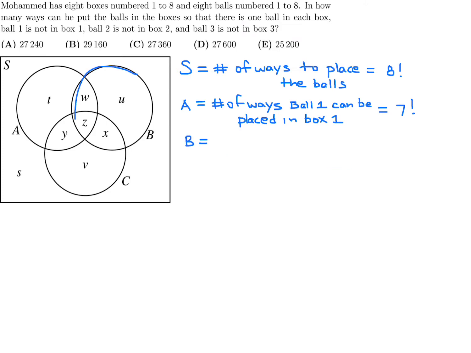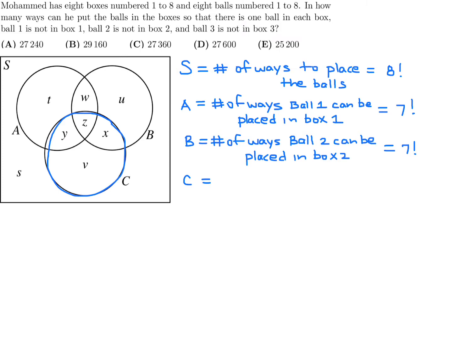B, that circle right here. That circle represents the number of ways that ball 2 can be placed in box 2. And in an identical way, it is also 7 factorial. Same explanation as to why. C represents that circle, and C is talking about the number of ways that ball 3 can be placed in box 3. And that is also 7 factorial. All right? So far, so good.